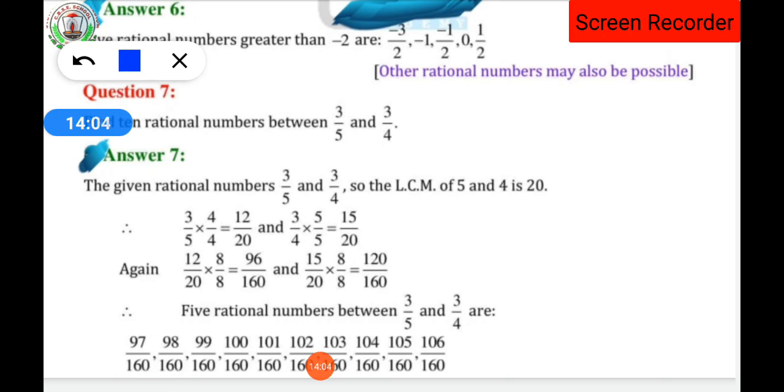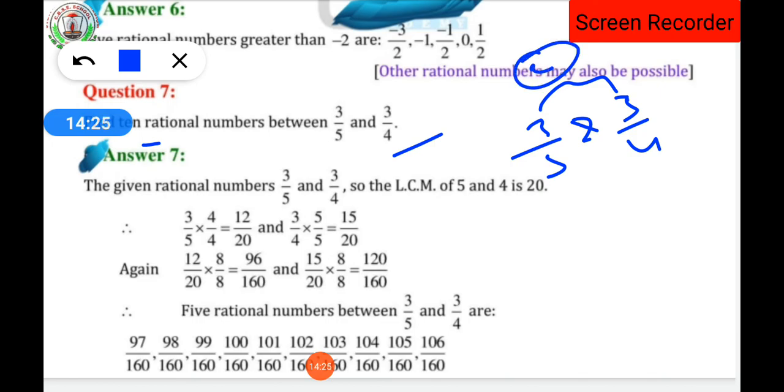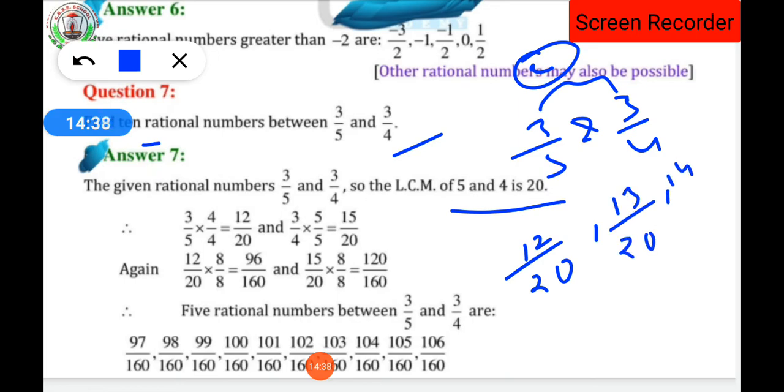If in the question it is asked to find the 2 rational numbers between 3 by 5 and 3 by 4, like this question if it is asked. Since in this question 10 were asked, but if in your exam 2 rational numbers are asked, then the same process you are going to follow. You have to take the LCM, multiply the numbers and see. So between 15 by 20 and ... 13 by 20, 14 by 20 and 15 by 20.